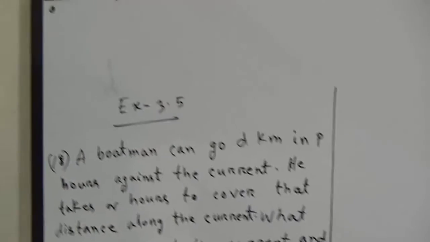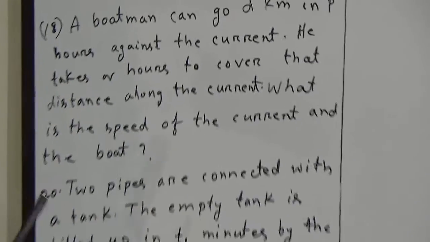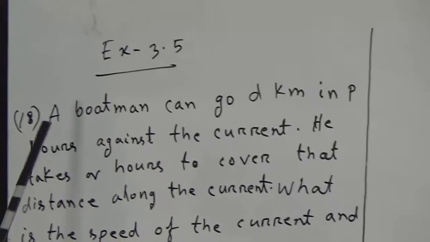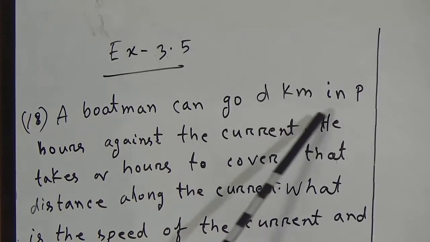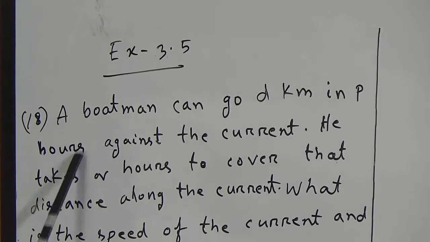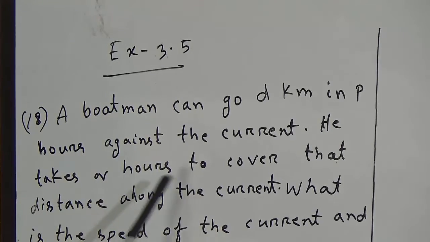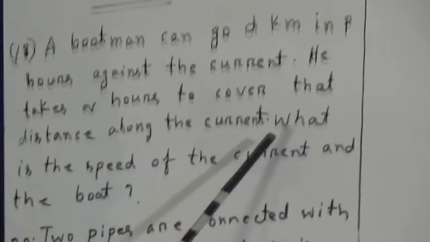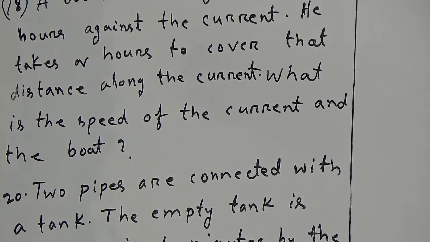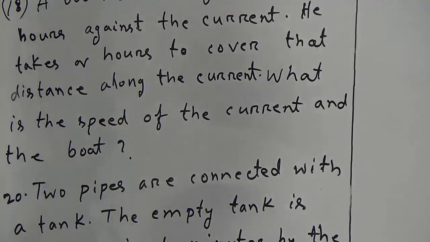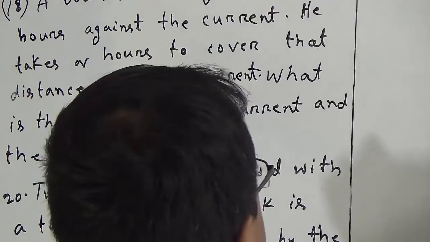At first we will solve question number 18 from exercise 3.5. Here the question is, a boatman can go d kilometer in p hours against the current. He takes q hours to cover that distance along the current. What is the speed of the current and the boat? Okay, dear students, now we'll solve it.